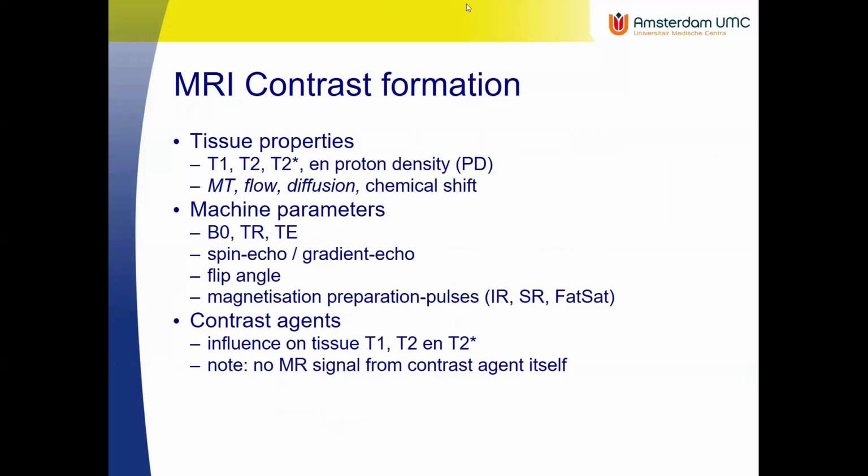Well, this is a summary of everything I told you in these lectures. I told you a lot about the tissue properties. And there's a lot of other stuff I didn't tell you that does exist. You know something about the machine settings that we can do, the difference between the resulting image of spin echo and gradient echo. I told you something about magnetization preparation pulses, and then the use of contrast agent and some examples of that.